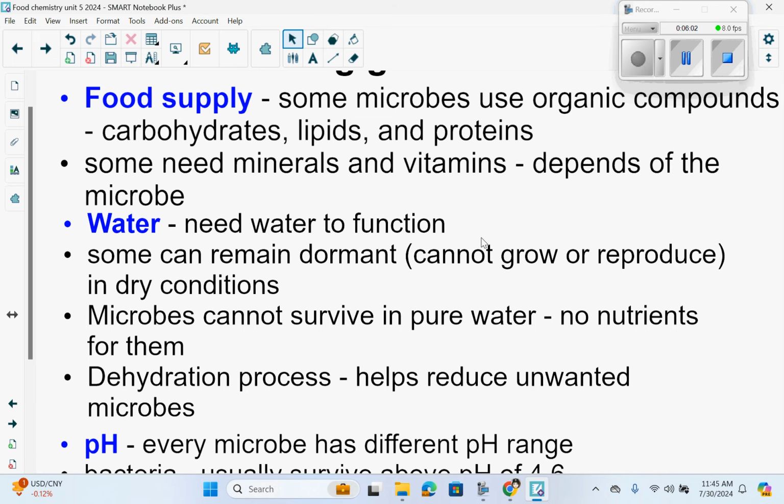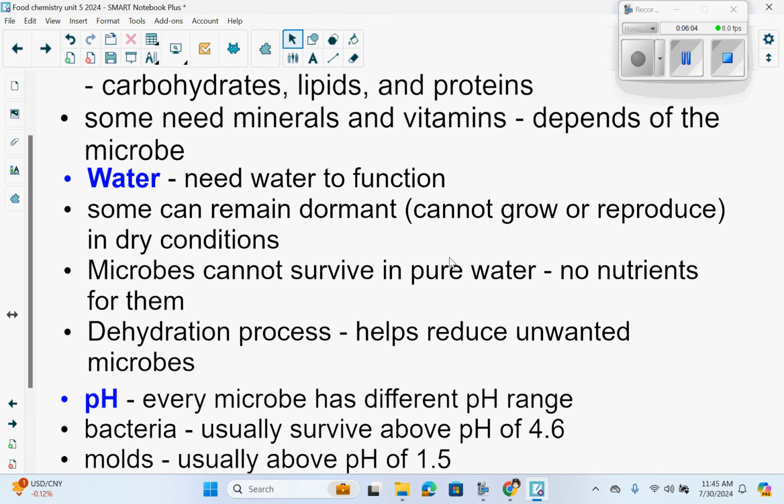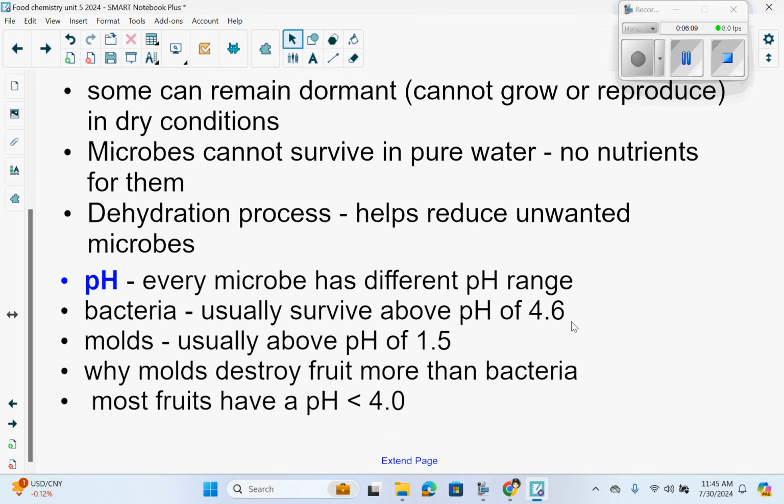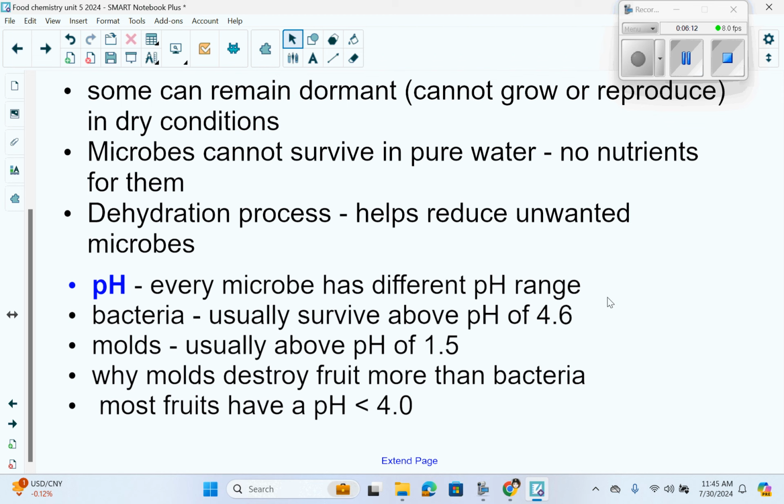The dehydration process helps reduce unwanted microbes because you're getting rid of the water. In terms of pH, every microbe has a different pH. Bacteria usually survive above a pH of 4.6. That's the acidic range, but kind of right in the middle. Molds will usually survive above a pH of 1.5, so that's a lot lower down in terms of the acid scale. This is why molds will destroy fruit more than bacteria. Most fruits have a pH less than 4.0, so that's why the molds go after them.